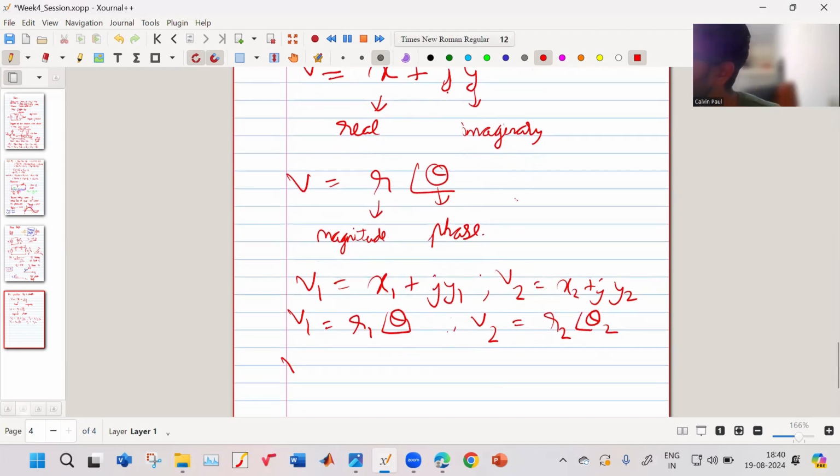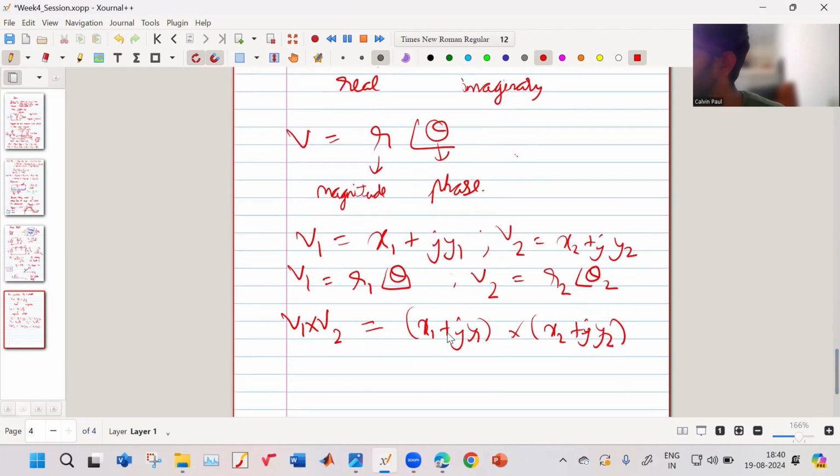So if you want to do V1 into V2, you have two options. You could either do x1 plus j y1 into x2 plus j y2 and then expand and do everything. It will get a bit complicated. Instead, what you can do is, it is actually equal to R1 into R2 angle of theta 1 plus theta 2. So this is an easier option.